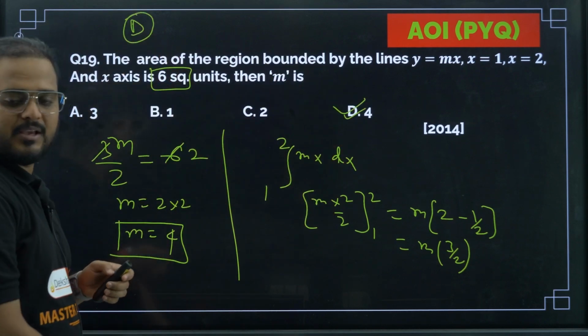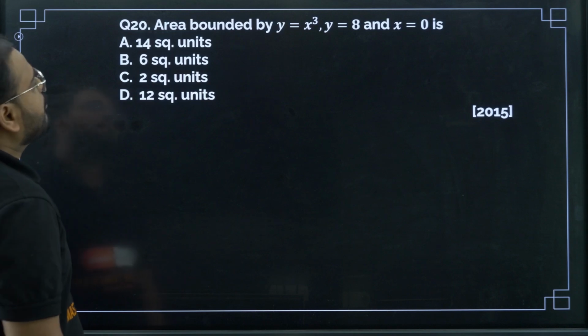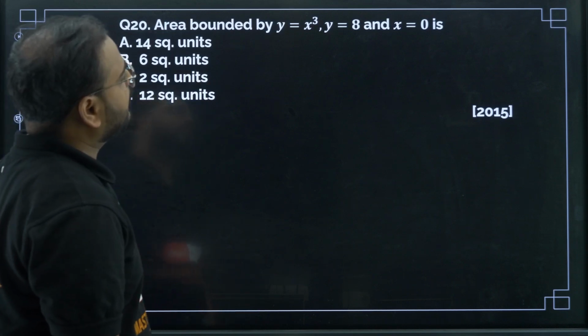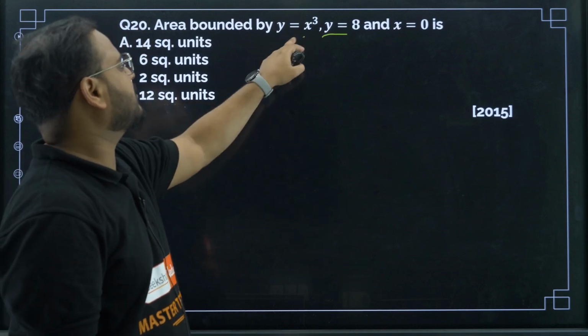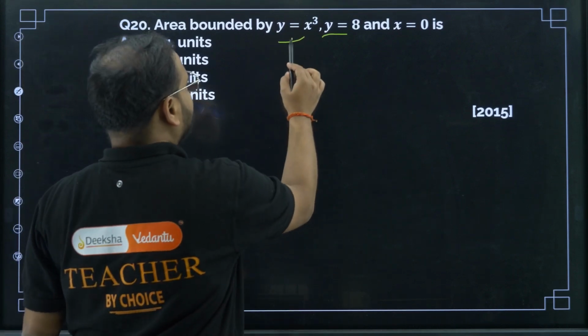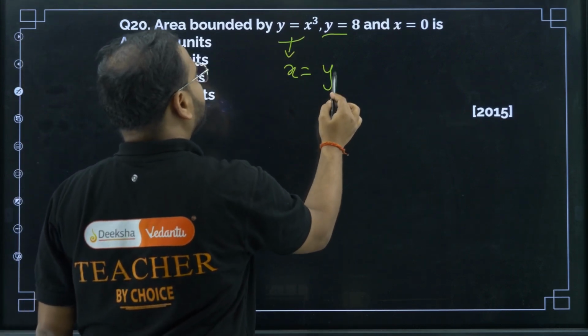Simple problem. Okay. Shall I move on to the next question? Yes, sir. Question 20. The area bounded by x cube, y equal to x cube, y equals to 8. So the limit is given in terms of y, so I can take the function x to be the subject. If I do that, what am I going to get? X equals to y power 1 by 3.